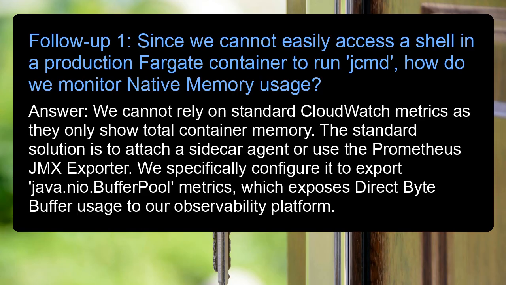Follow-up 1. Since we cannot easily access a shell in a production Fargate container to run jcmd, how do we monitor native memory usage? Answer: we cannot rely on standard CloudWatch metrics as they only show total container memory. The standard solution is to attach a sidecar agent or use the Prometheus JMX exporter. We specifically configure it to export java.nio.bufferpool metrics, which exposes direct byte buffer usage to our observability platform.